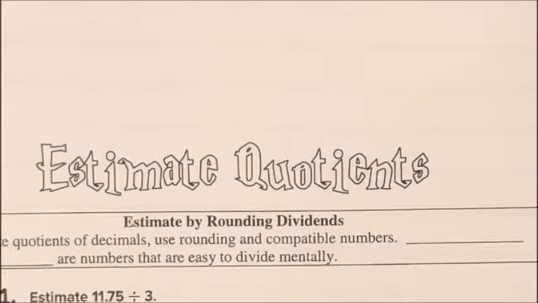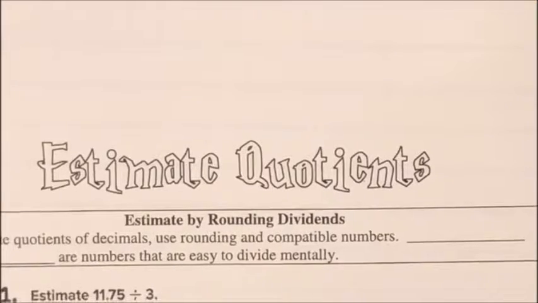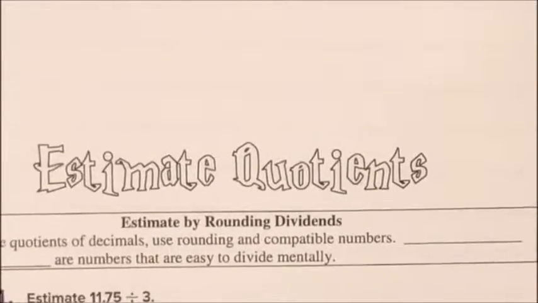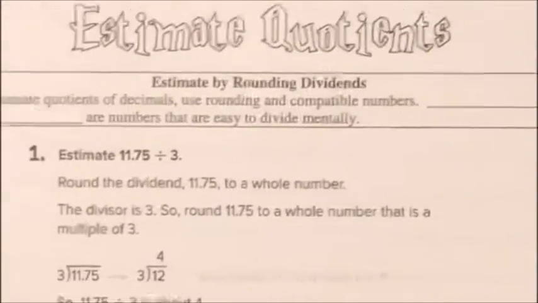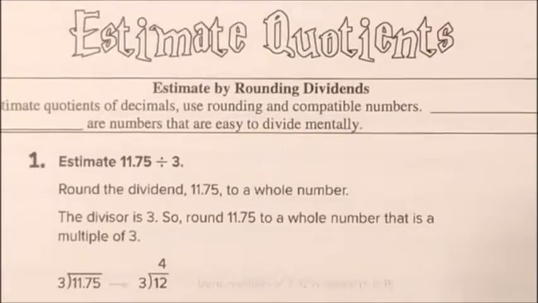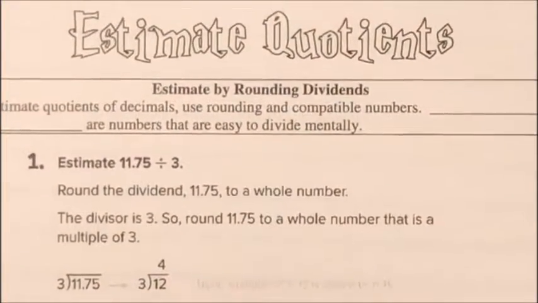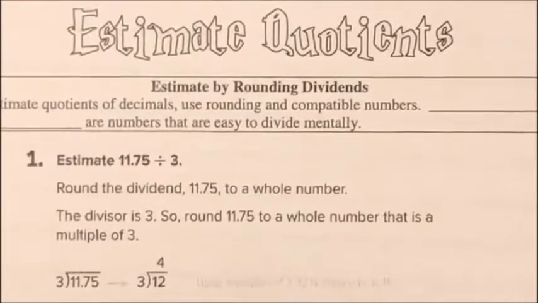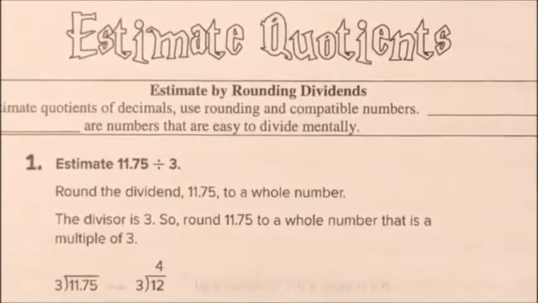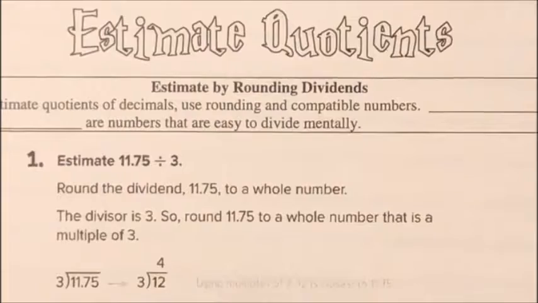All right, this is Chapter 3, Lesson 6, Estimate Quotients. So, I can estimate by rounding decimals. To estimate quotients of decimals, I use rounding and compatible numbers. Blank, blank are numbers that are easy to divide mentally. In those two blanks, you're going to write compatible numbers.